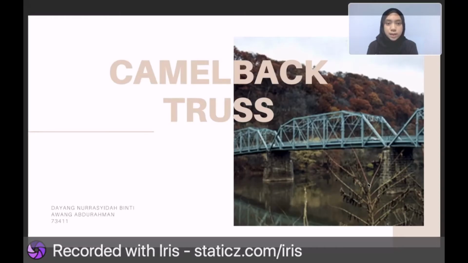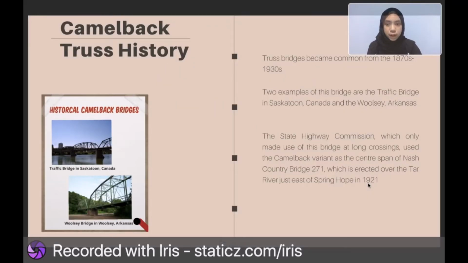I would like to present about Camelback Truss Bridge. First of all, I will talk a little bit about Camelback Truss history. Camelback Truss Bridge became common from 1870s until 1930s. Two examples of this bridge are the Traffic Bridge in Saskatoon, Canada, and Woolsey Bridge in Woolsey, Arkansas.